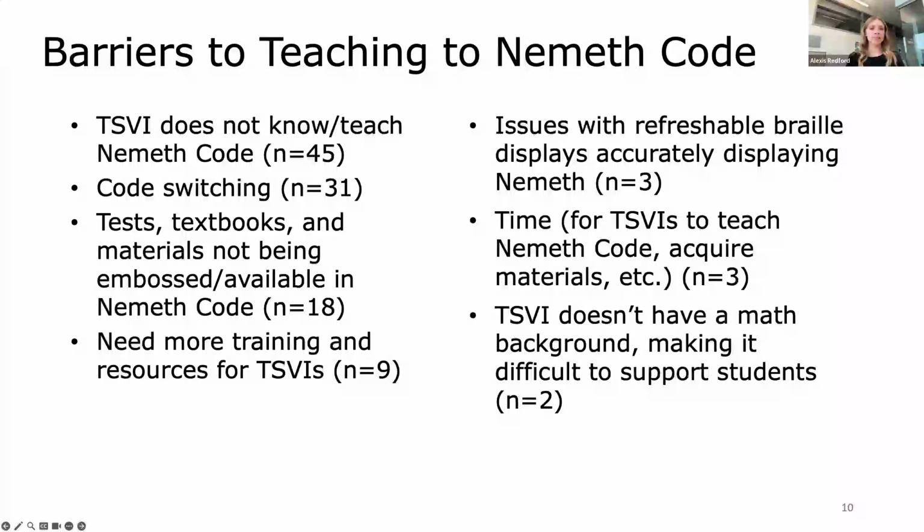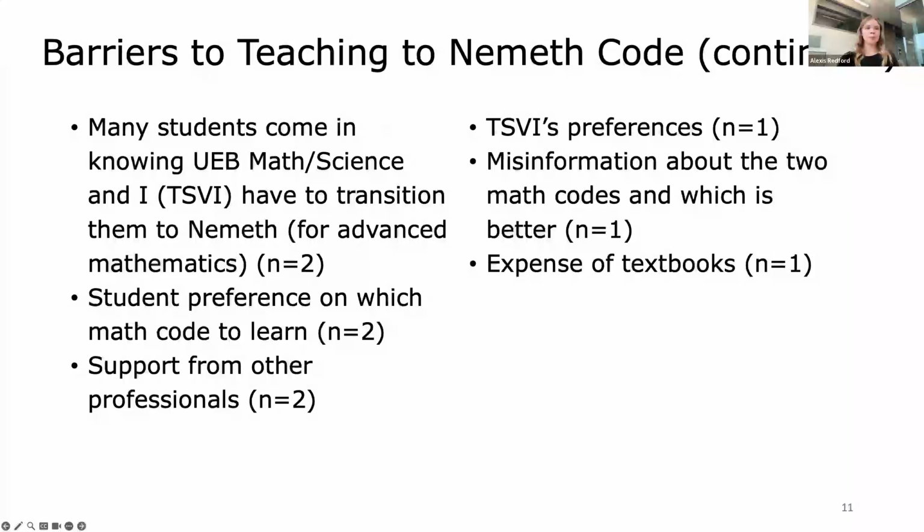Some TVIs mentioned time to acquire the materials, time to teach, etc. And then 2 TVIs mentioned that they do not have a math background, which makes it difficult to support students within the Nemeth Code. Additional barriers from a couple TVIs include many students coming in knowing UEB Math and Science, and the TVI having to transition them to Nemeth for various reasons. A student preference on which code to learn.